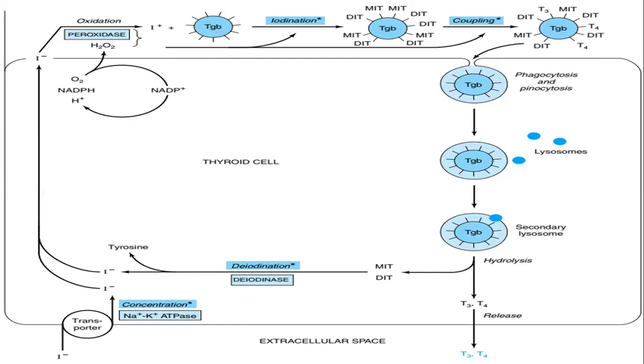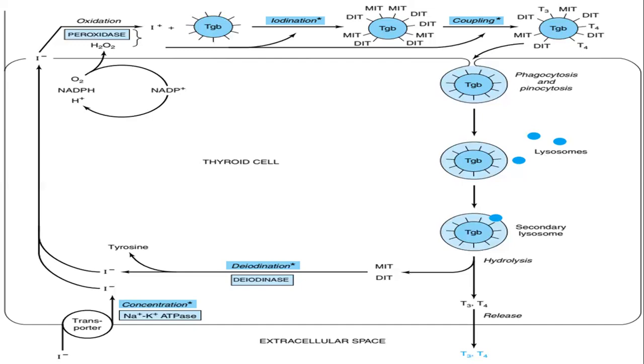And after this synthesis, the whole thyroglobulin will now be taken up by the thyroid cells through phagocytosis. We use phagocytosis, because phagocytosis is a bit peculiar to phagocytes. So through phagocytosis, once it is taken in, this body will now be stored in the thyroid cells. So this is the major storage form of iodine in the thyroid cells in form of thyroid hormones.